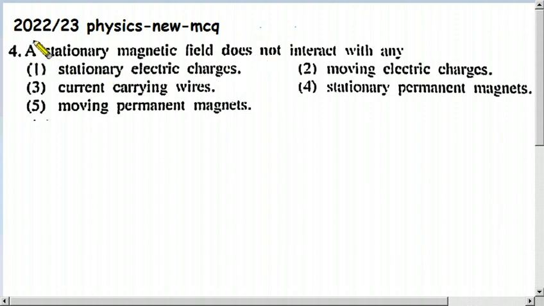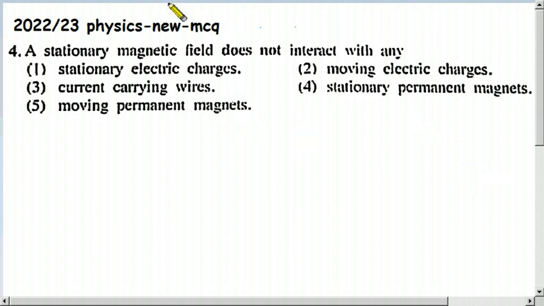Children, today I am going to discuss question number 4 from the MCQ part of the 2022-23 Physics New Syllabus paper. A stationary magnetic field does not interact with any: first one, stationary electric charge. Second, moving electric charges. Third one, current carrying wire. Fourth one, stationary permanent magnets. Fifth, moving permanent magnets.